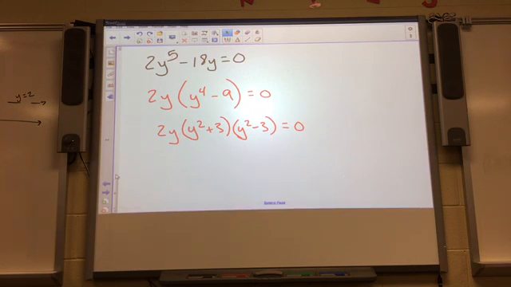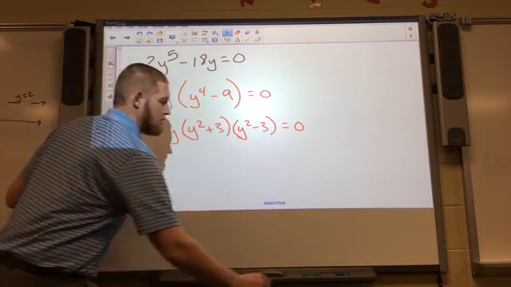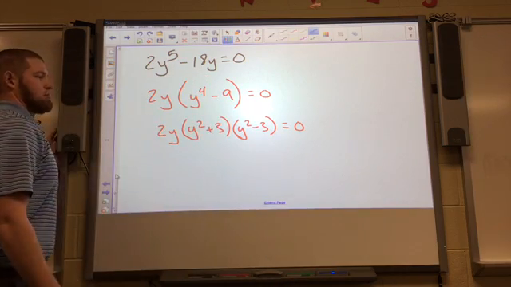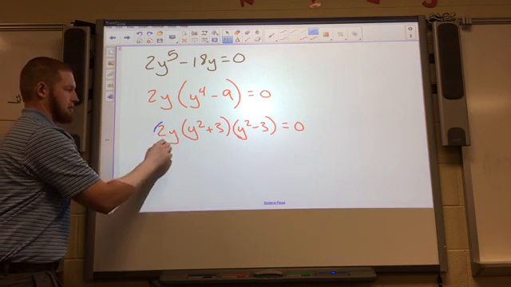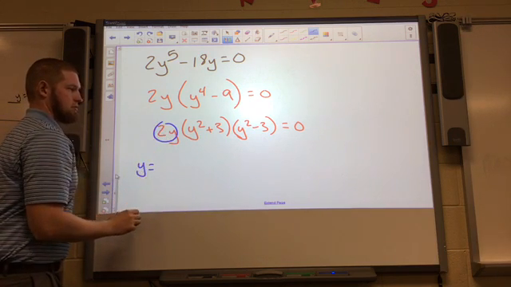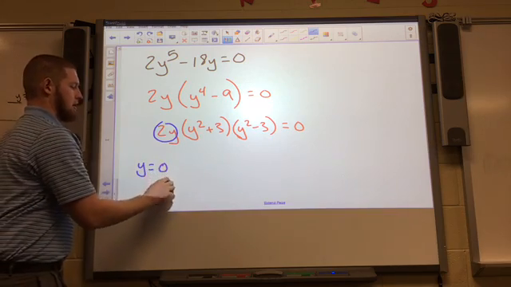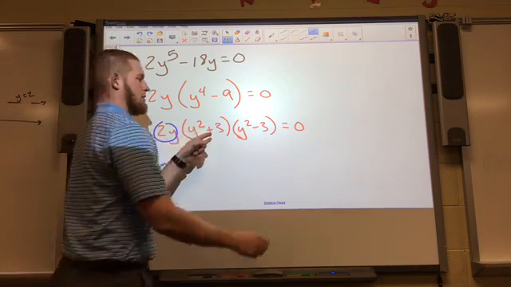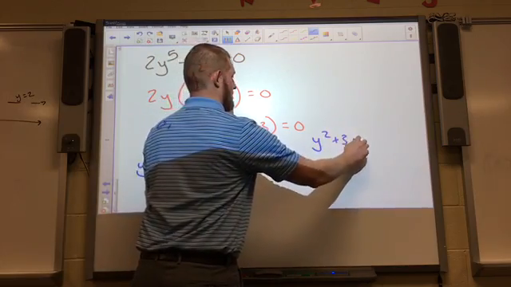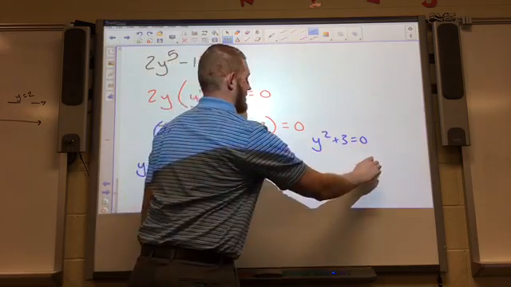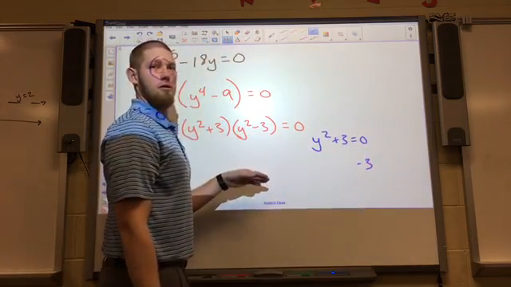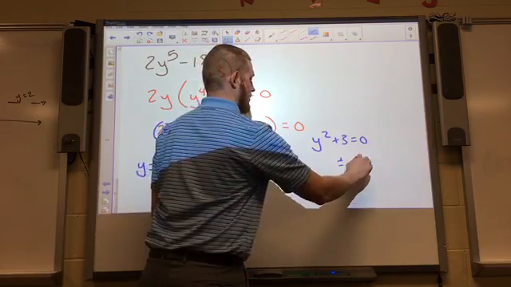Okay, what do I do here to figure out what y equals? Set all of it equal to 0, right? So from the 2y, I'm going to get y equals 0. And then you have y squared plus 3, so you're going to do what? Subtract 3, so you get negative 3. And then you have to square root it, so you have plus or minus the square root of negative 3.